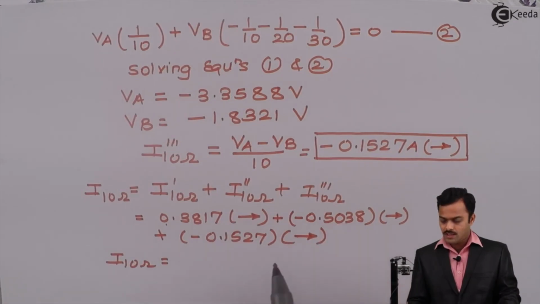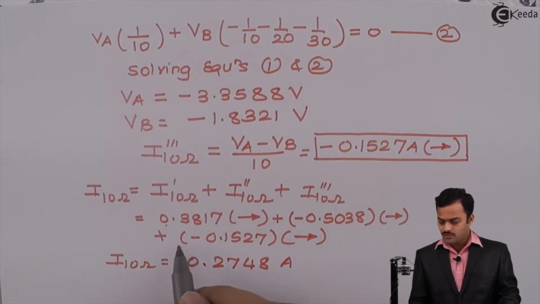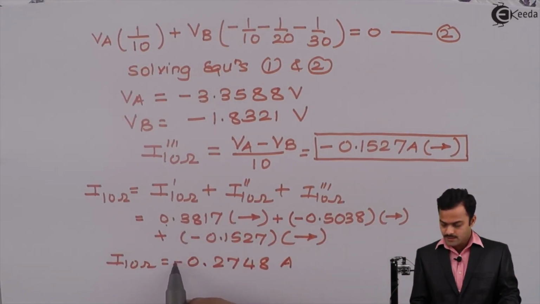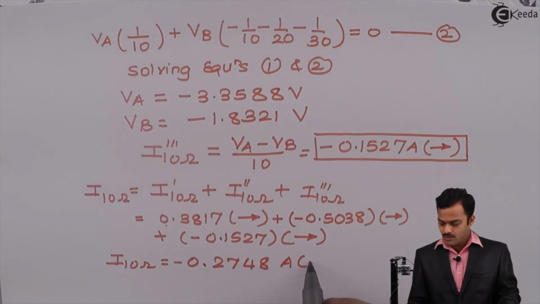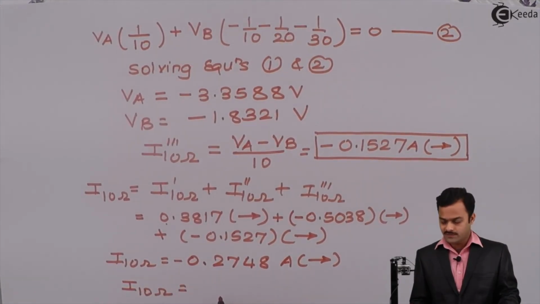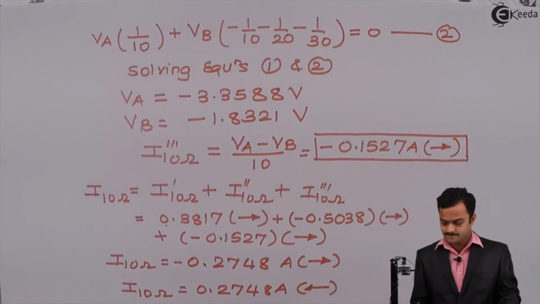So if I solve, I'll come to know the answer I will get over here is 0.2748 ampere. Of course, if you take sign into consideration, this part is more than this, so it is minus 0.2748 ampere of said direction. Ultimately, I am getting a final answer negative. That means I will change the current direction in the end. So finally, the answer will be 0.2748 ampere of opposite direction.